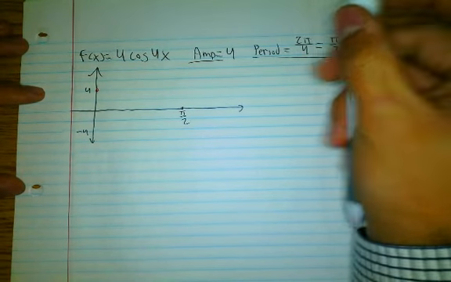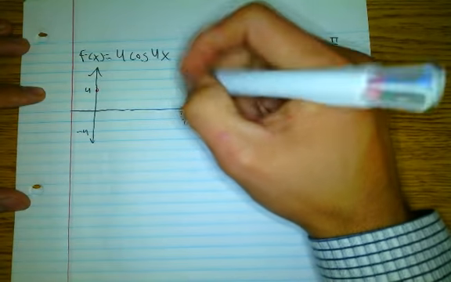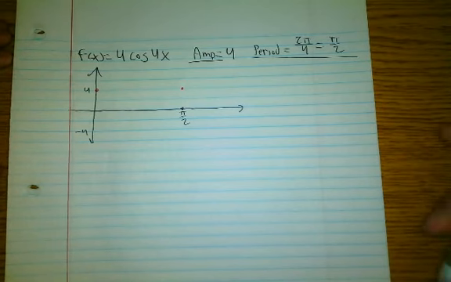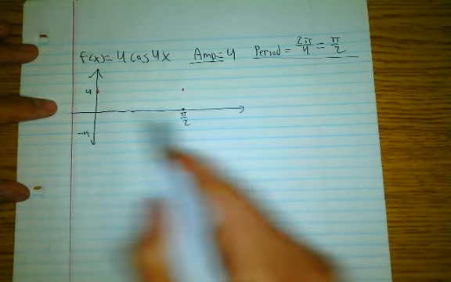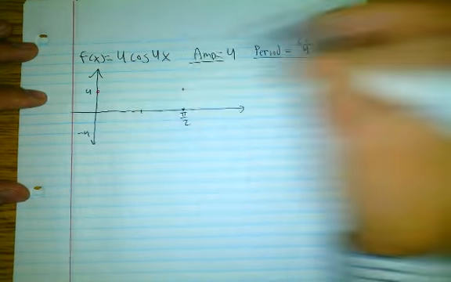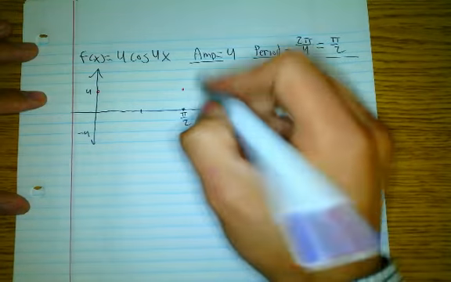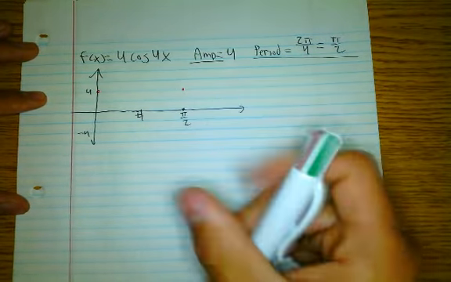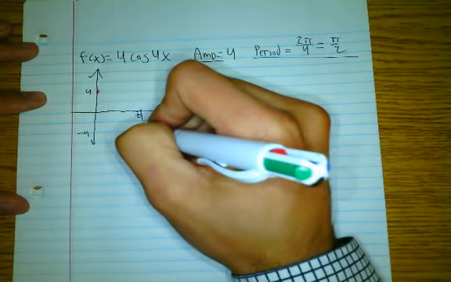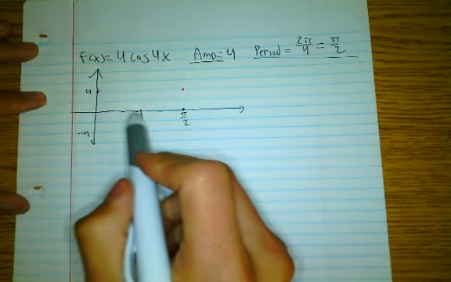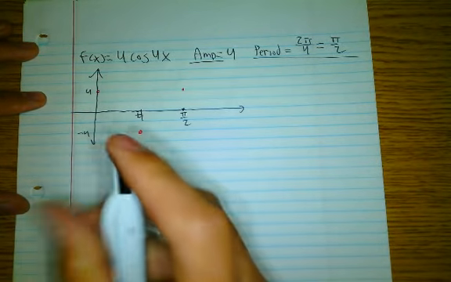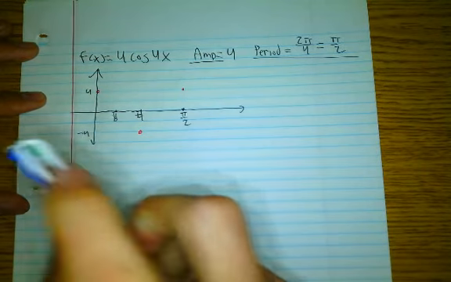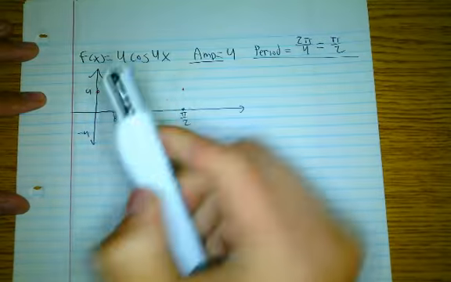Now, halfway between here, there's going to be a point. Do we know what that point is? It's pi over 4. And because it's cosine, I need to go to my lowest possible value, which in this case would be negative 4. Halfway between 0 and pi over 4, there's a value, pi over 8. And at pi over 8, I need to be at 0. Halfway between pi over 4 and pi over 2, there's a value, 3 pi over 8. And I'm at 0. And if I sketch this, it should look something like that.